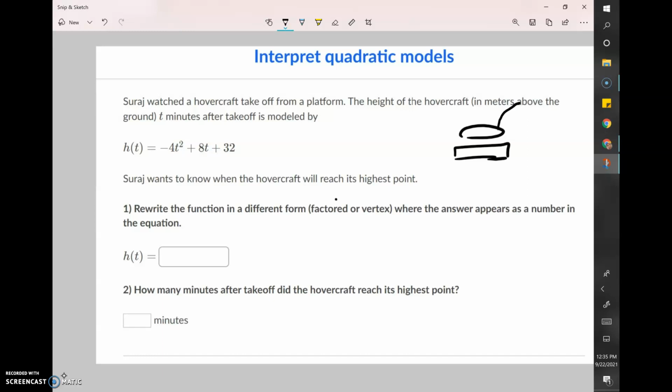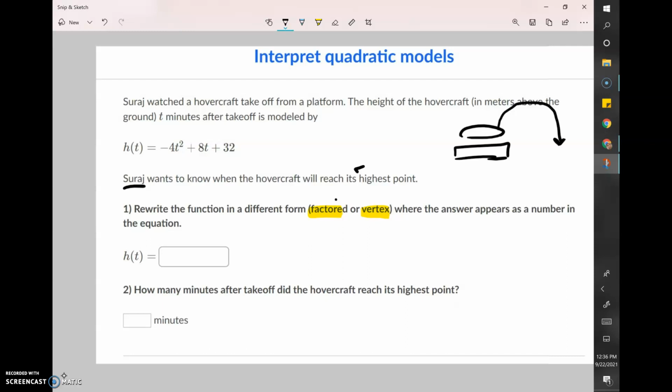So we've got this hovercraft that's lifting off and then landing again. The function is h of t equals negative 4t squared plus 8t plus 32. Sergey wants to know when the hovercraft will reach its highest point. Rewrite the function in a different form, either factored form or vertex form, where the answer appears as a number in the equation. So we've got to figure out, based on what Sergey wants to know.